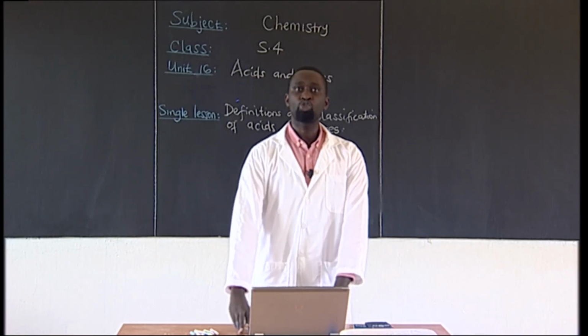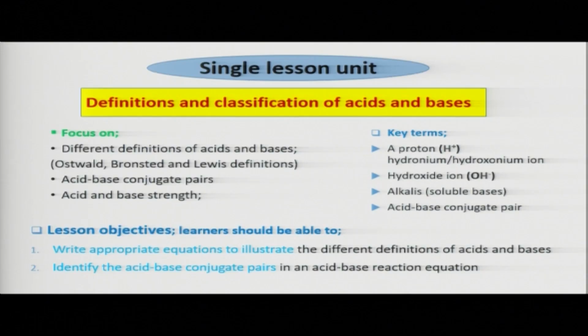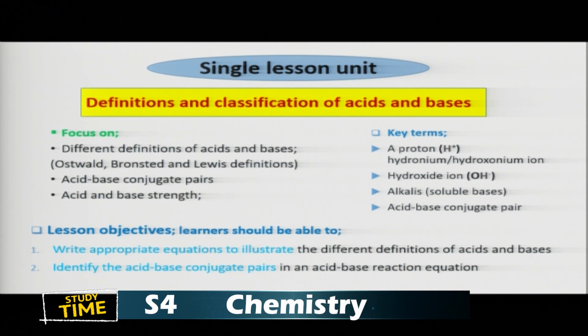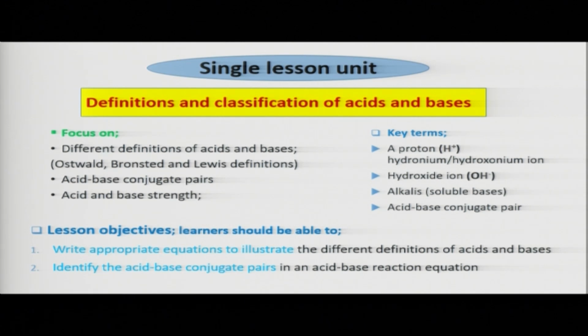And this takes me to objectives. You should be able, by the end of this lesson, to write appropriate equations to illustrate. Not only writing, but your equations should illustrate the different definitions of acids and bases. Then you're supposed to identify the acid-base conjugate pair in any acid-base reaction. Meaning you need to be knowing what is a conjugate pair. And that is what we shall look at. Do not miss, please. Pay close attention.